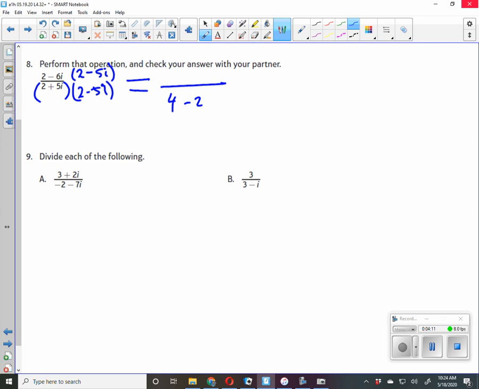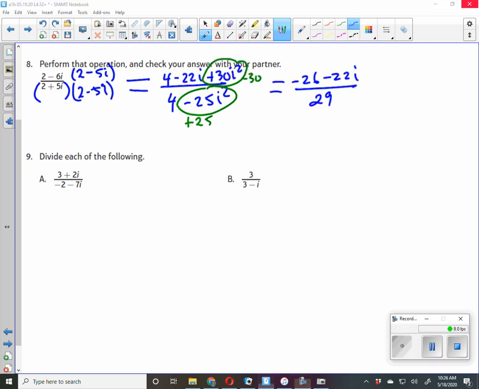minus 25i squared. The middle term, remember, is going to go away. So what's going to happen to that sign? That's going to change to plus 25. In the numerator, we got some work to do. And hopefully you'll pull up some scratch paper and can multiply this out. Okay, so you can see this can get a little complicated at times. Go step by step and you should be okay. Let's try number 9 together.